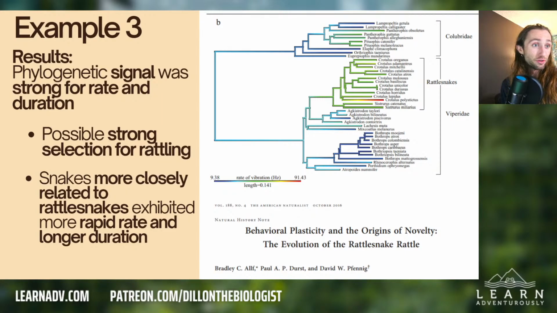Which, as you can see from the figure here, the rattlesnakes, being this green and the only clade with a red, they have very high rates and very high durations of rattling. And they were able to use phylogenetic signal to help answer this question. Again, I really like to see phylogenetic signal as just a tool in the toolbox of biologists.